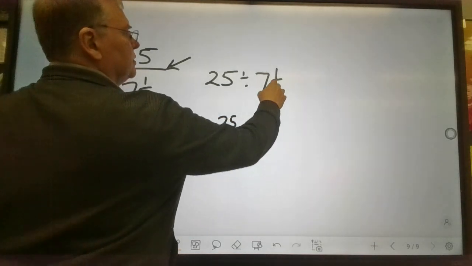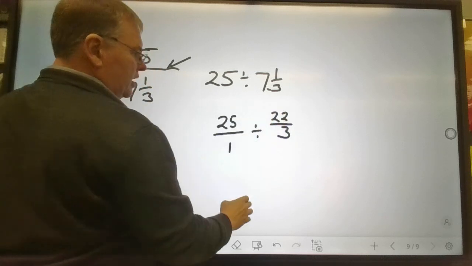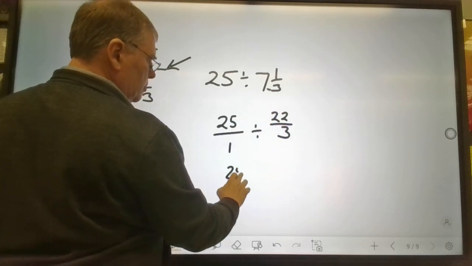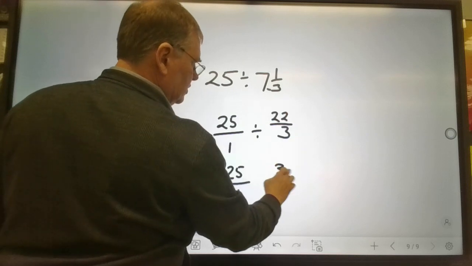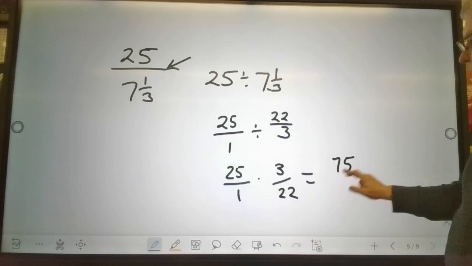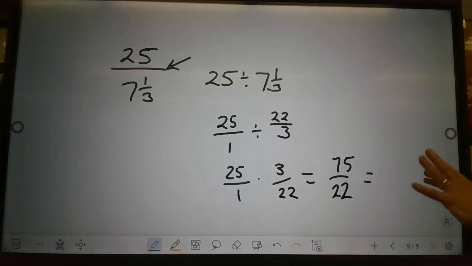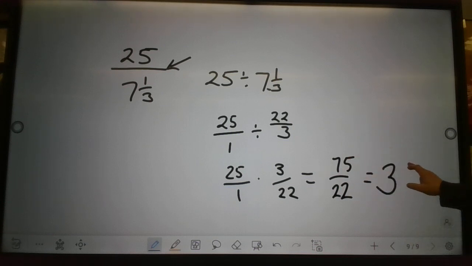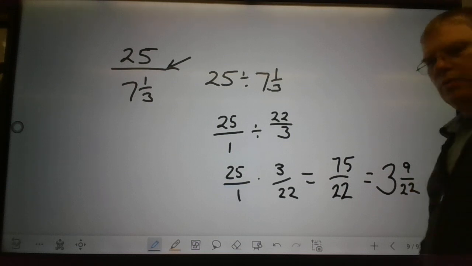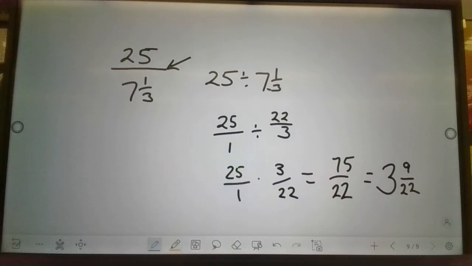25 over 1, this would become 22 over 3. Dividing by a fraction, the same as multiplying by the reciprocal. Keep the first, flip the second, change the sign to multiplying, and I end up with 75 over 22. And your calculator is going to do all this for you, but I don't have the calculator. 22 goes into 75 3 times, and that, I believe, leaves me with a remainder of 9 over 22. I did that in my head, so hopefully that's correct. You could double check me on a calculator.